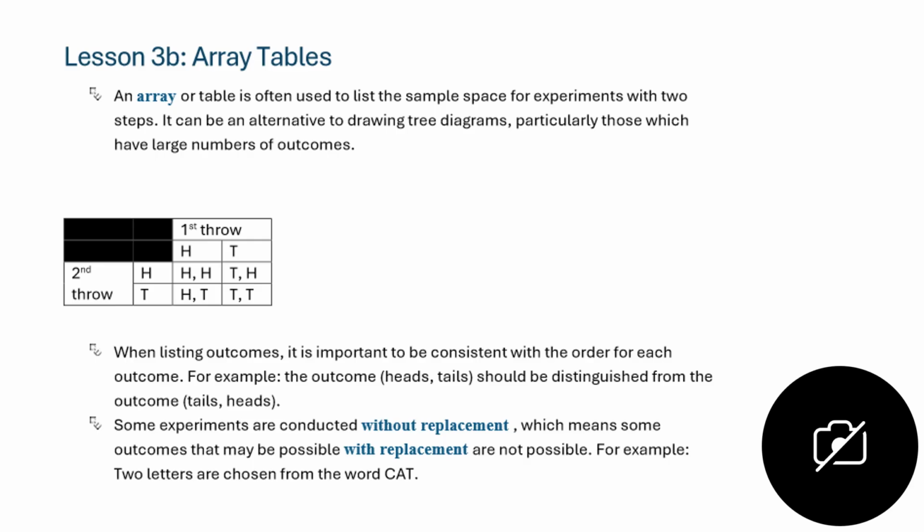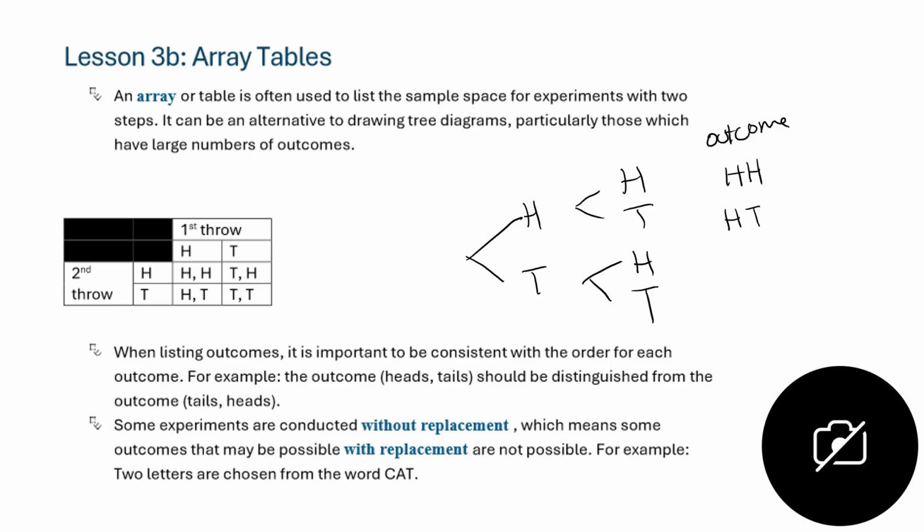So when we had our tree diagram, I'll just do a quick one here. So you have heads, tails, heads, tails, heads, tails. We know that the outcome section would have all of those probabilities listed out. If you look here, this is actually the same thing that we've done here. So that first throw is represented by this line here. The second throw is represented by this column here. And you can see all of our outcomes in the middle here.